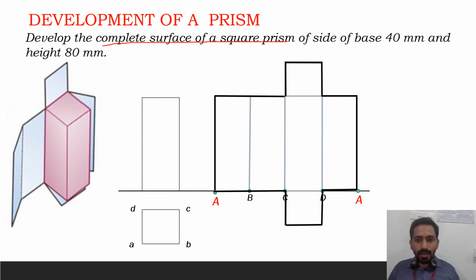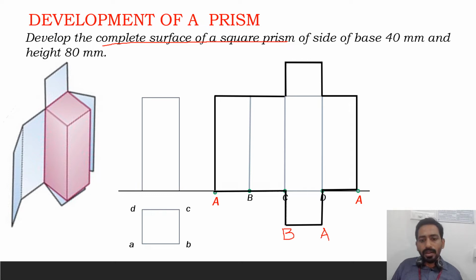You can see that A to B is actually 40 mm, B to C is 40 mm, C to D is 40 mm, and D to A is 40 mm. So this will be equal to 4 into 40 mm, and height which will be remaining as 80 mm, which is the height of the prism. So while you name, you can see that A, B, C, D, A. So this point is actually B, and this point is actually A.